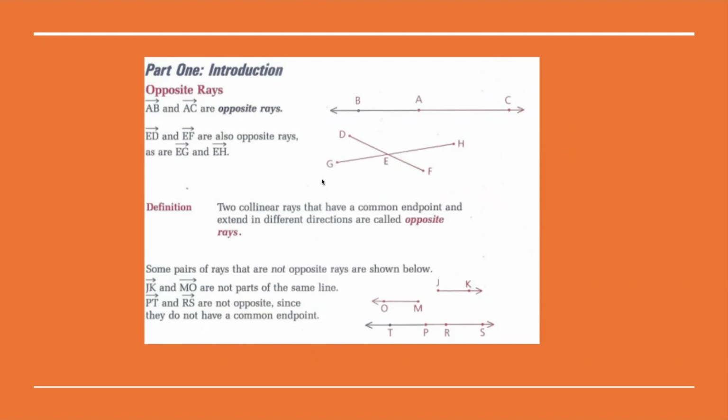The definition of opposite rays is two collinear rays that have a common endpoint and extend in different directions. Some pairs of rays that are not opposite rays are shown below. JK and MO are not parts of the same line. PT and RS are not opposite since they do not have a common endpoint.